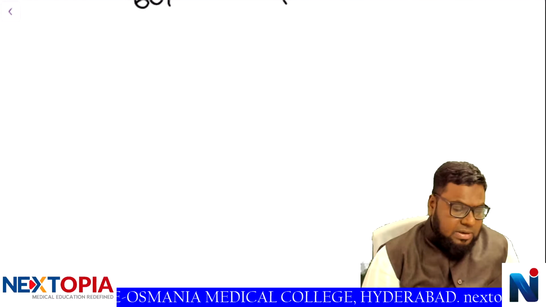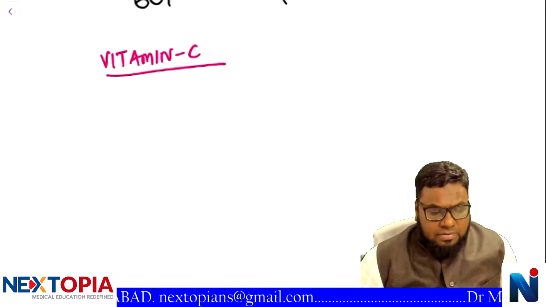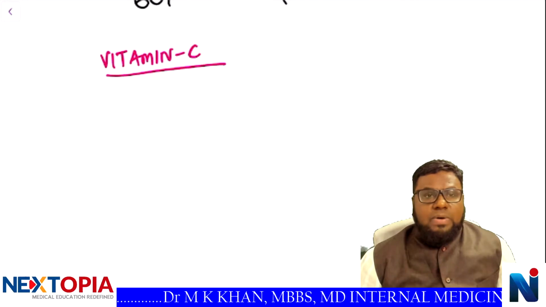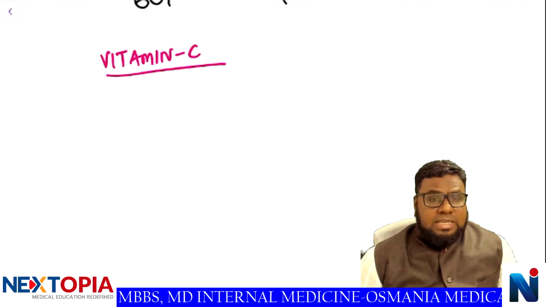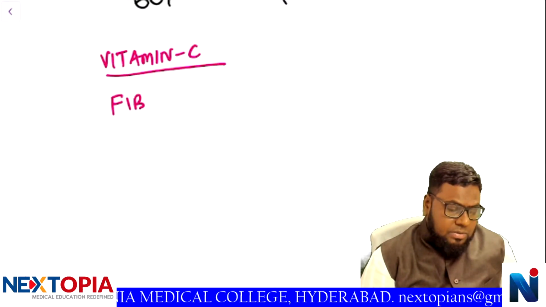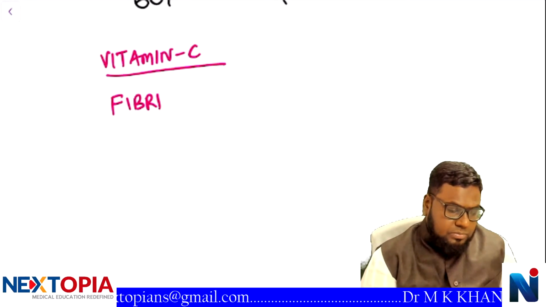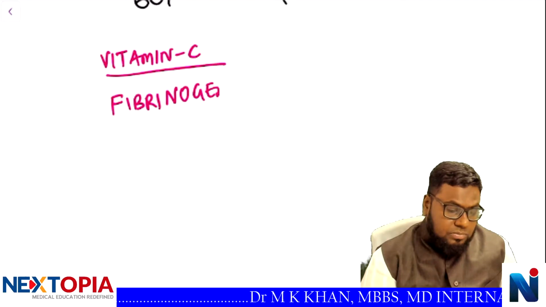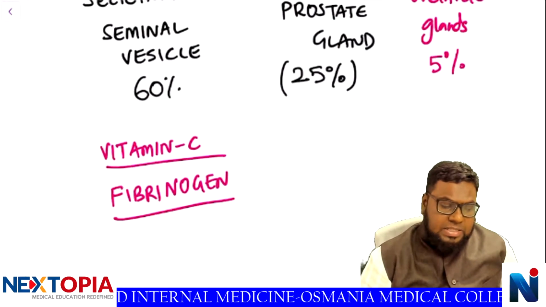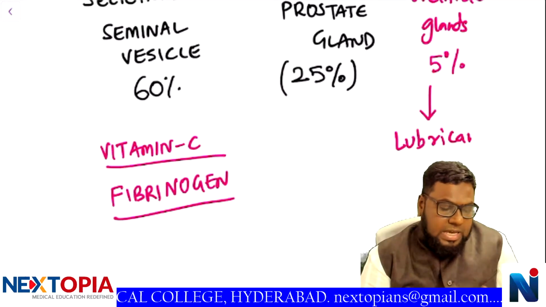It is rich in vitamin C. I told you the testis is one of the organs in our body which definitely requires a lot of vitamin C, a lot of ions, and important products like fibrinogen. All right, the secretions of the bulbourethral gland are lubricating in nature. They are lubricating in nature.